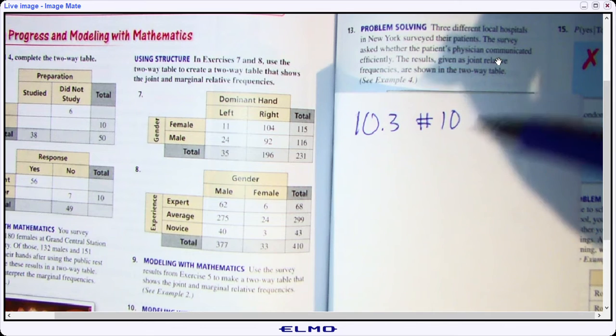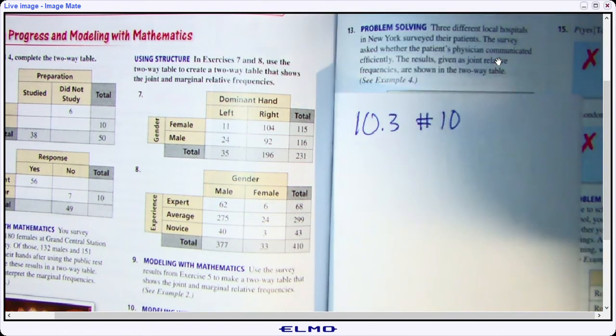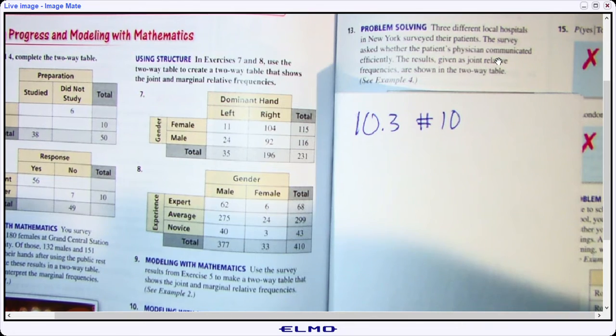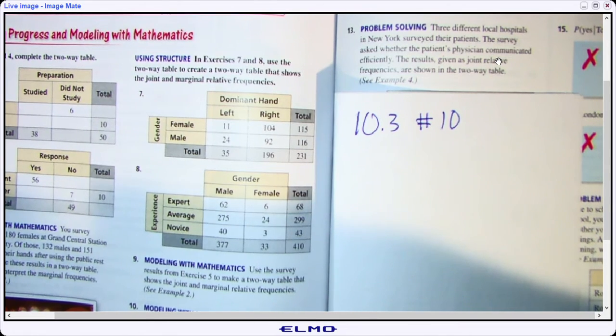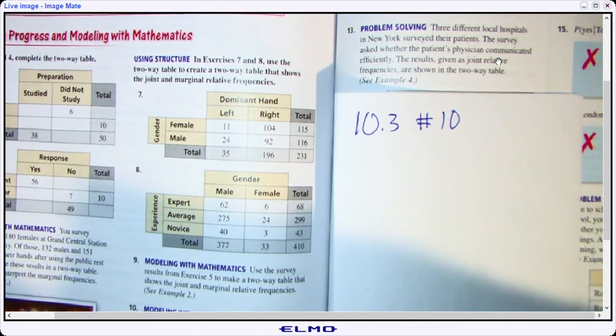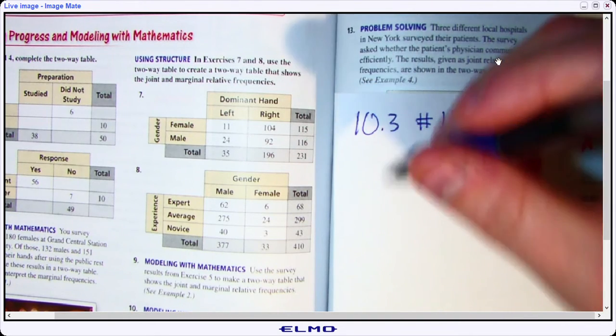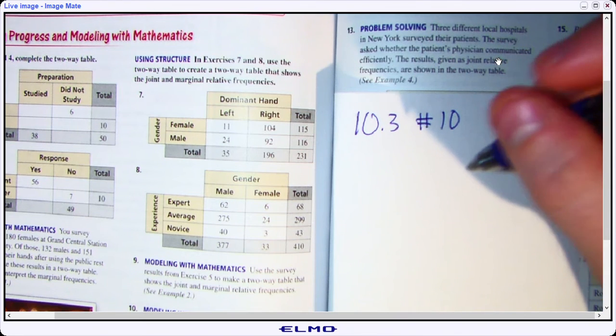It says, in a survey, 49 people received a flu vaccine before the flu season. 63 people did not receive the vaccine. Of those who received the flu vaccine, 16 people got the flu. Of those who did not receive the vaccine, 17 got the flu. Make a two-way table that shows the joint and marginal relative frequencies, all right? And I want to stress relative, because remember, relative means the percentages, okay?